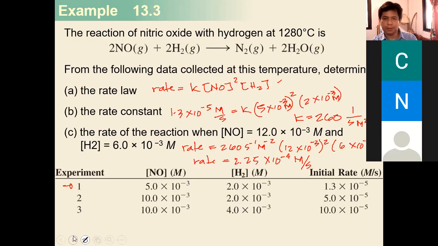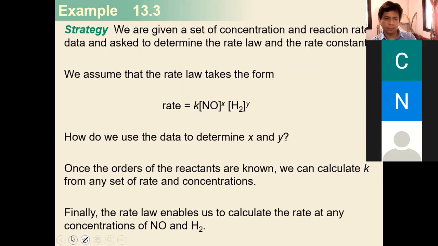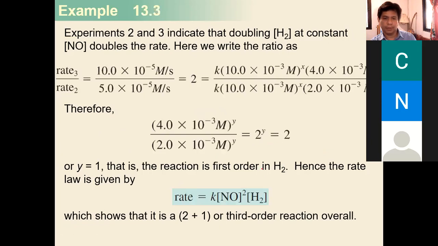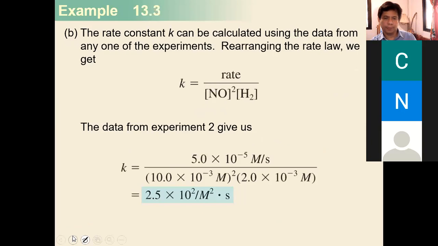If you don't have any question, let's check our answers. 2 and 1, then 260, then 2.25 times 10 to the minus 4. So x is equal to 2, correct? This one. Then y is equal to 1. So this is the rate law: K NO2 squared H2. Then K, this is 250 only.